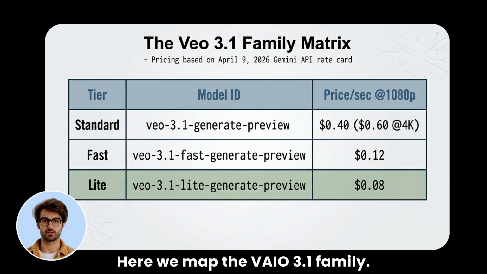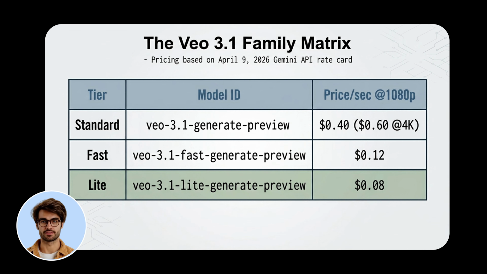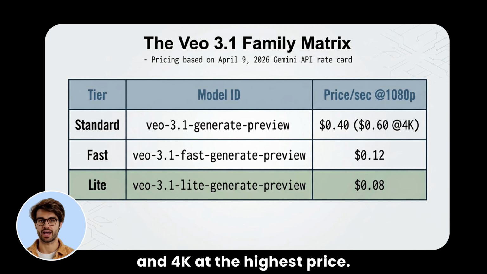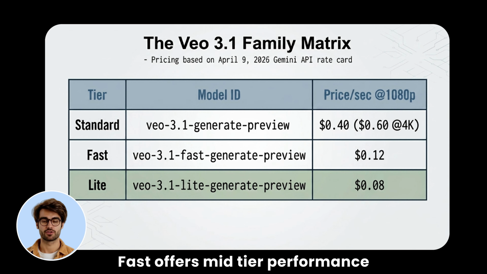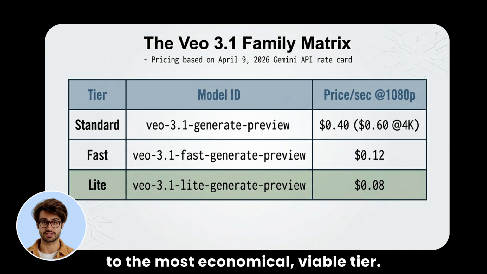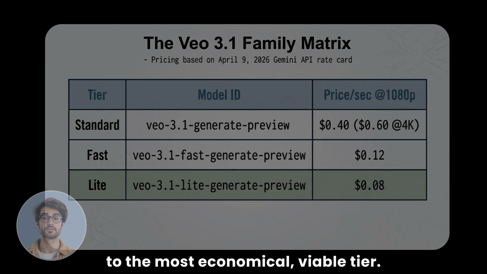Here we map the Veo 3.1 family. Standard targets premium 1080p and 4K at the highest price. Fast offers mid-tier performance at a reduced rate. Lite delivers the lowest cost for everyday workloads. Understanding this matrix is essential for routing each request to the most economical viable tier.